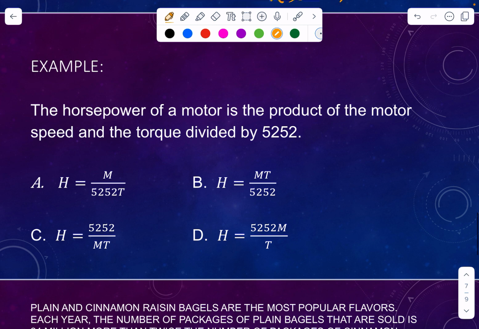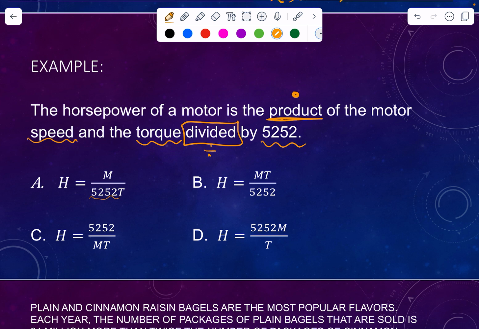All right, so let's try this one. The horsepower of a motor is the product. Remember, product means multiply, of the motor speed and the torque divided by 5252. So the first thing I notice right away is this one has 5252 in the bottom. We're dividing by it. This one doesn't, so I'm going to get rid of that one. I'm going to get rid of that one, and this one does.